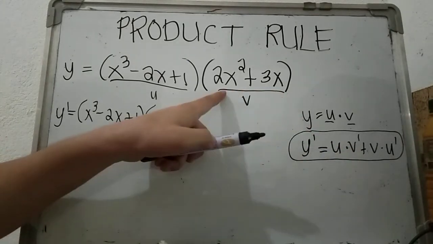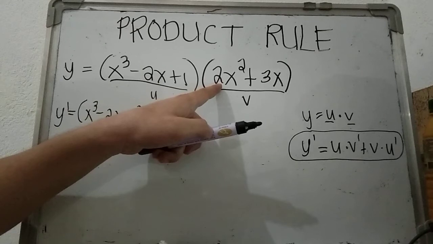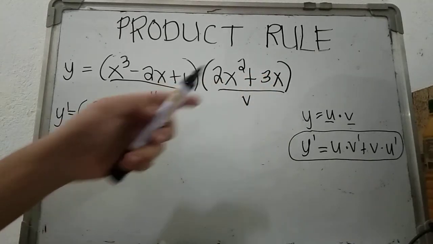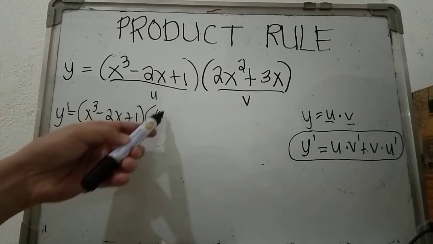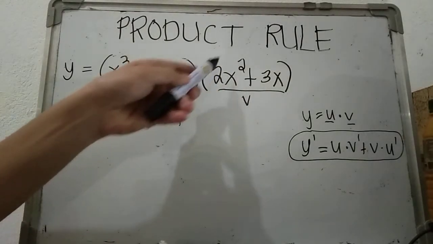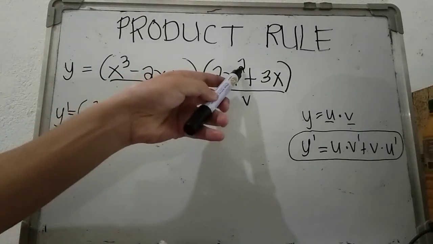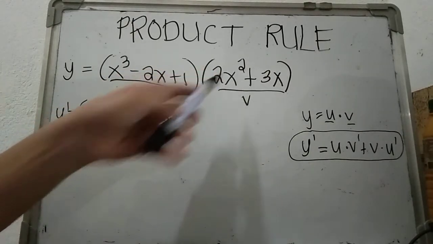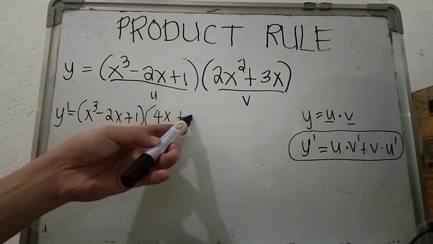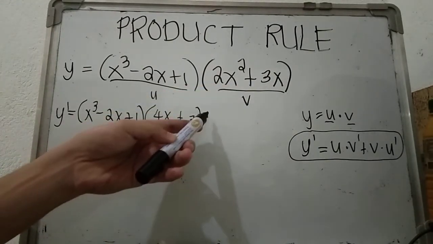And this is the sum rule, meaning get the derivative of the first term and the derivative of the second term. So what is the derivative of 2x squared? That will become 4x plus. You multiply 2 and 2, that's 4, and then subtract 1 from 2, that's 1. So x to the 1, or 4x. What is the derivative of 3x? That's 3, the second term.